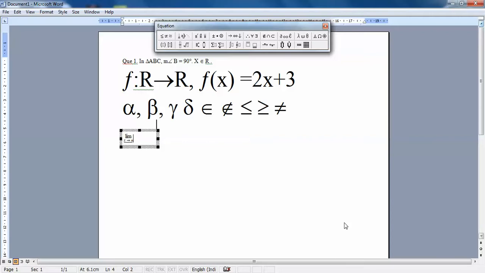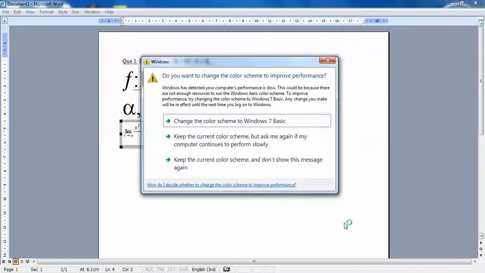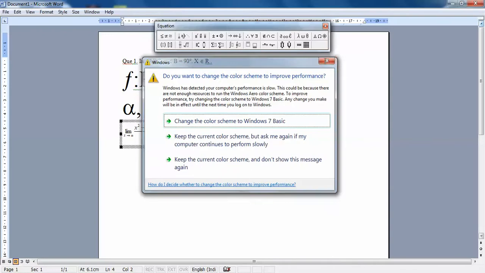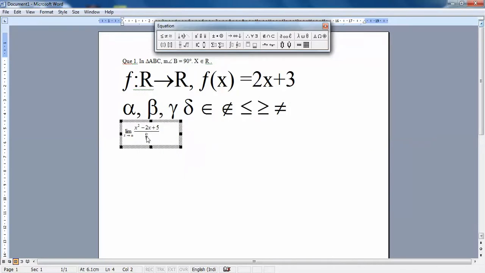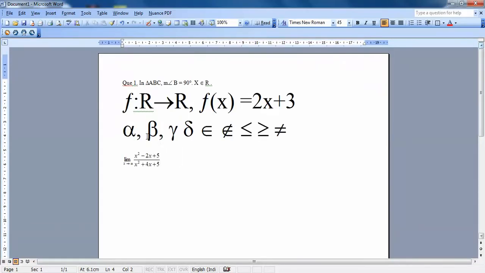Now suppose if you want to go in for a fraction, so you will put control F. Now if you want to type x square, so you have to first type x, then control H because it goes up, square, then again click the right arrow so that it comes out, minus 2x plus 5 over x square plus 4x plus 5. So you have your fraction ready.